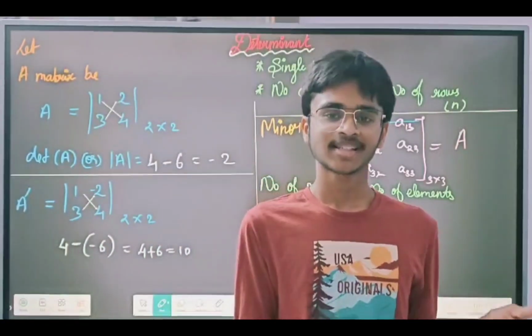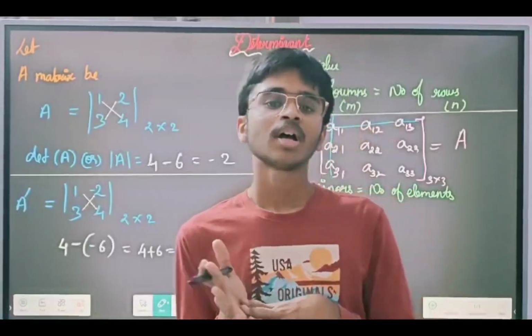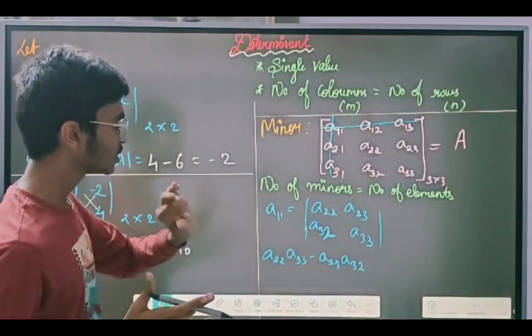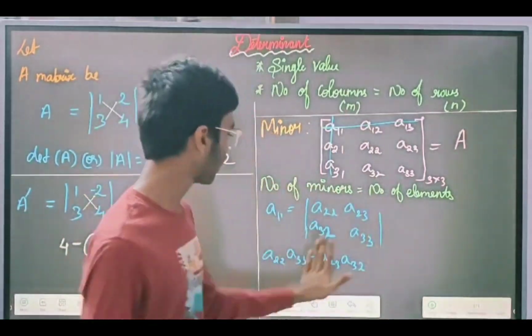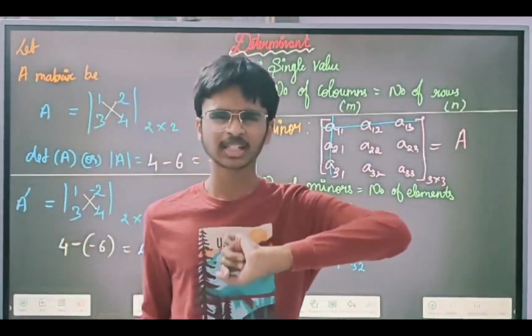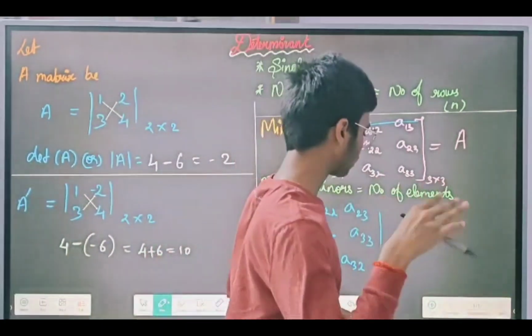You might ask, why did I say this last sentence? Okay, so this is what a minor is. Just understand what a minor is. A minor should be done like this. That's it.